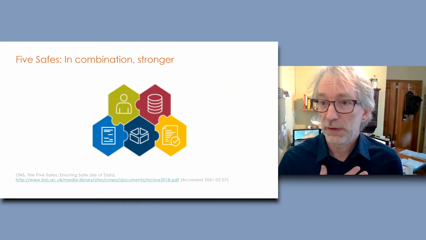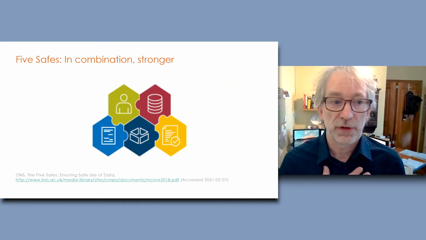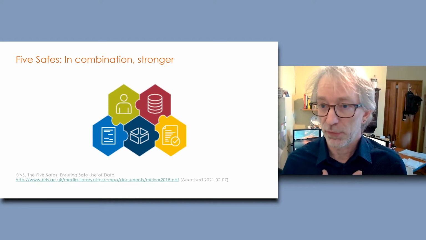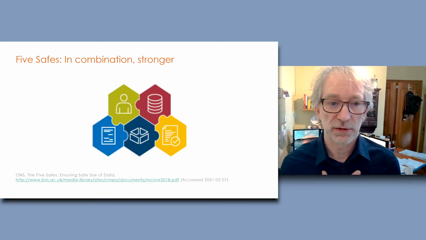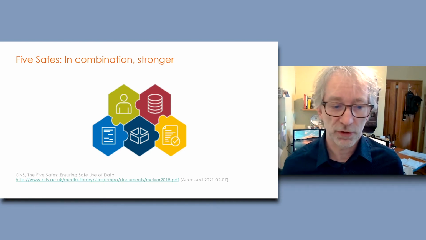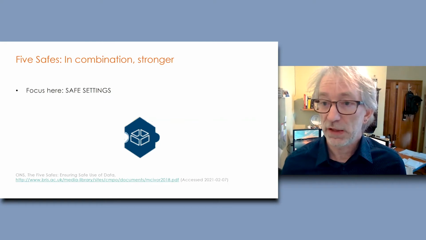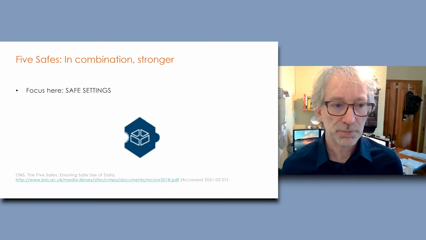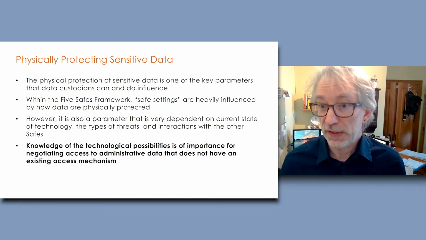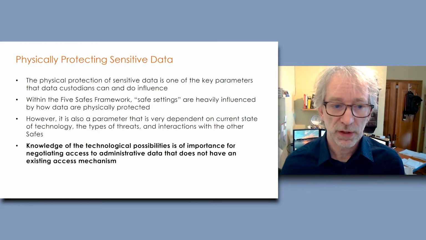So physically protecting the data is one of the key elements of the 5 safes approach to protecting confidential data. In combination, all those 5 safes make the protection stronger. We'll focus here on one of the key contributors to the safe settings, namely how to physically protect data. The physical protection is one of the key parameters that data custodians can and do regularly influence.